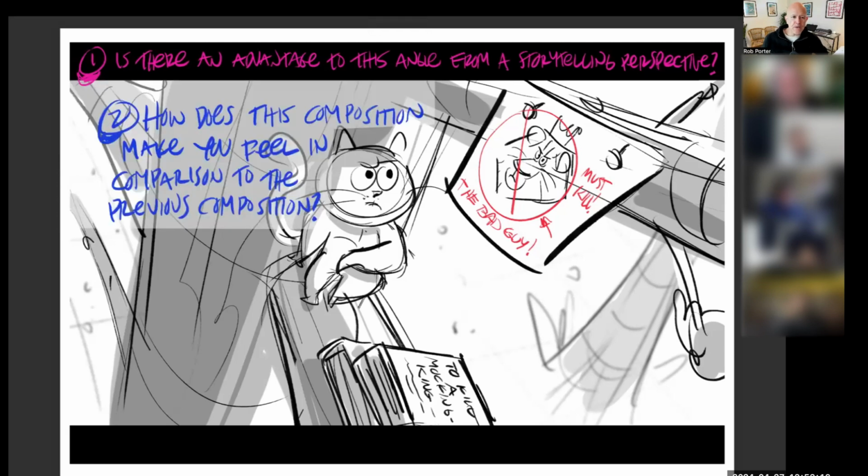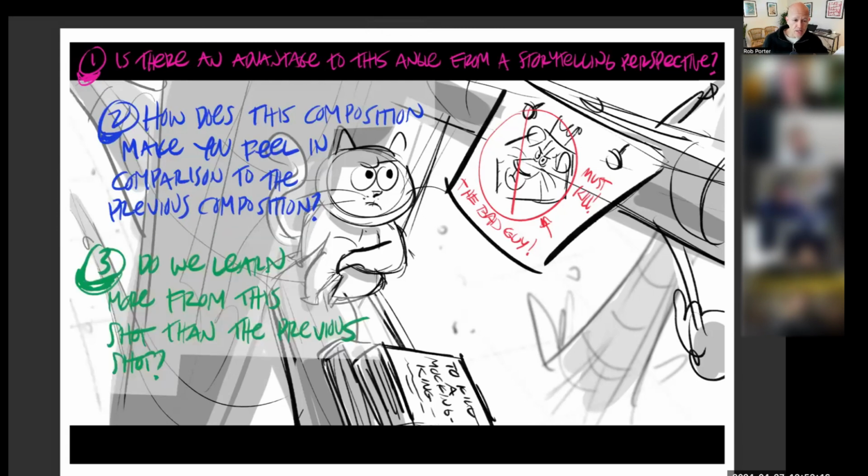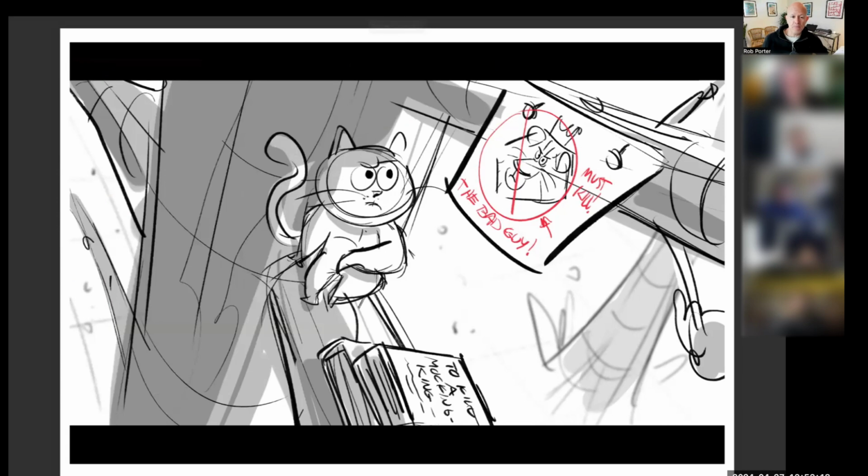How does this composition make you feel in comparison to the previous composition? Do we learn more from this shot than the previous shot? I don't know. Maybe we do. Maybe we don't. Tell me what you guys think.